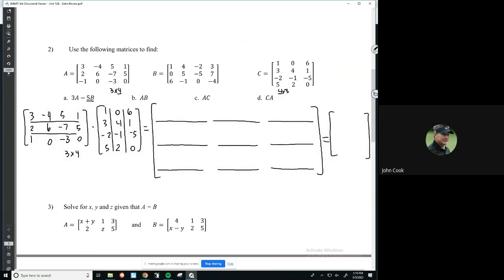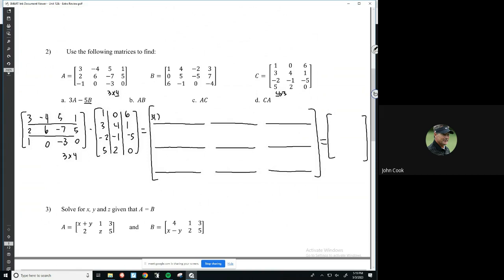Okay, so the rows times the columns. So I've got 3 times something, minus 4 times something, plus 5 times something, plus 1 times something, and I do that for the whole row. So this first row is going to have the same multipliers across the whole first row: 3 times something, minus 4 times something, plus 5 times something, and then plus 1 times something. And same thing again for each entry.